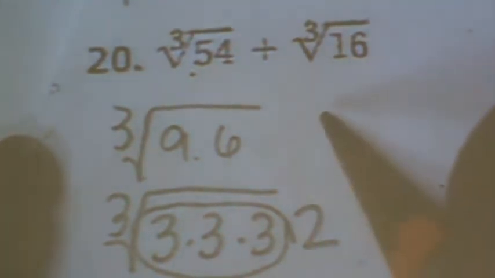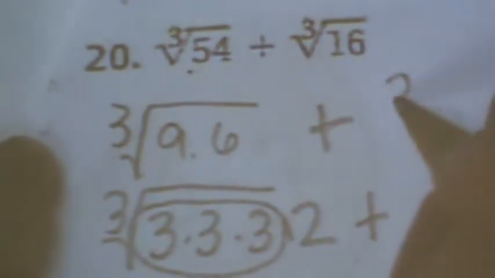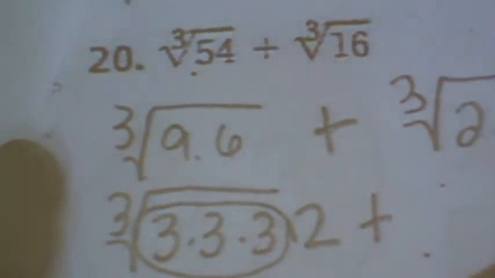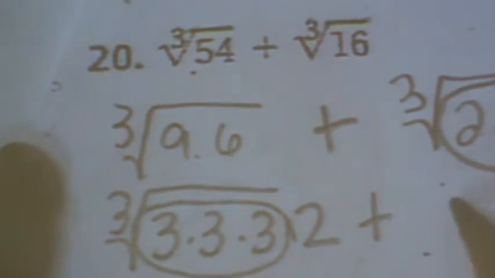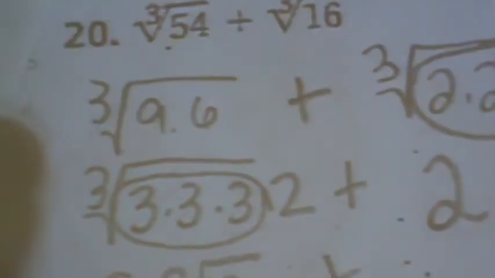Oh, that's what that is, my bad. Plus, plus, plus. And then what's 16? 4 and 4, then 2 and 2. So what comes out? 4, 3 2s, and then cube root of 2.